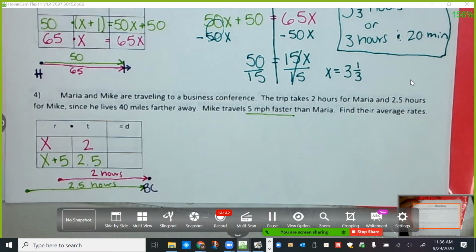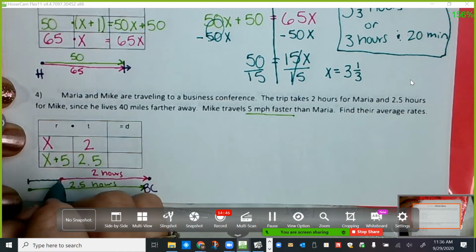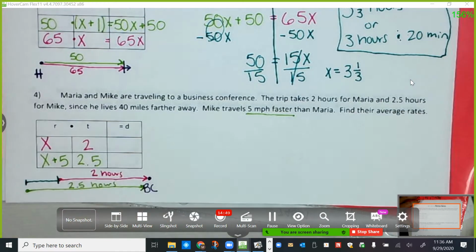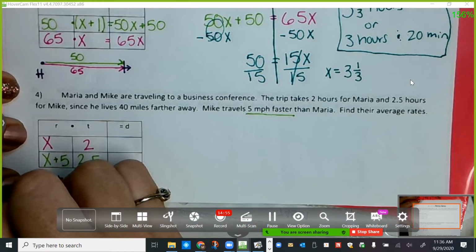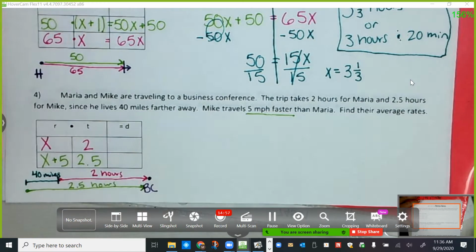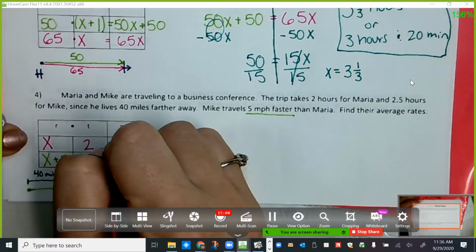Now, find their average rate. What is this distance? What's the extra distance from Maria's start point and his start point? 40. 40 miles. Okay, that extra distance between their two start points, it tells us right here, is 40 miles. Mike is 40 miles farther away. Okay, so let's go ahead and multiply. x times 2 is 2x.